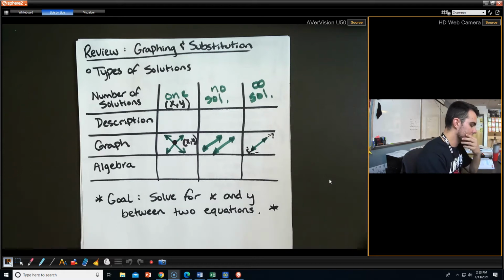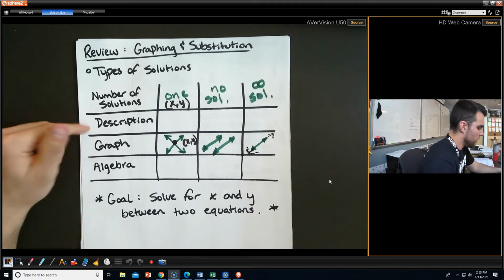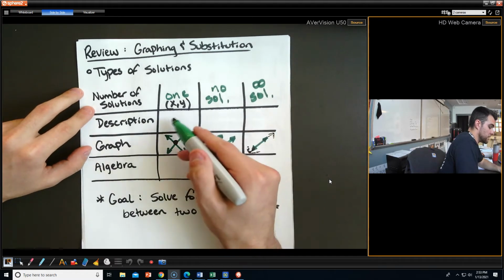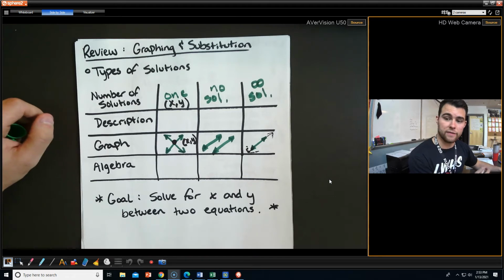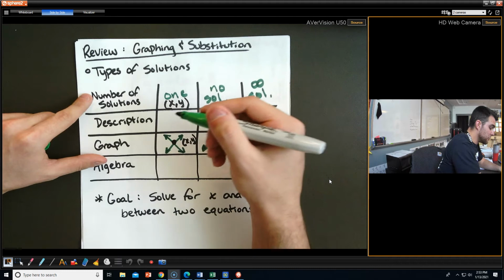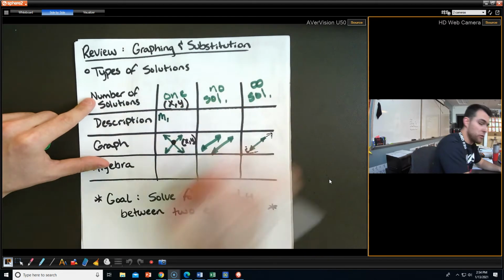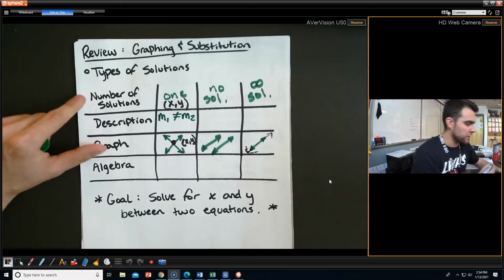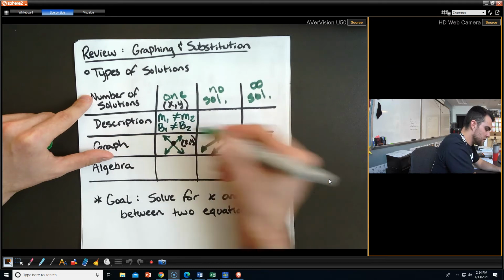Okay? So now let's think about a description for these, because we want to be a little bit more specific. This graph right here is giving us that one solution, x comma y, and those lines are going to have different slopes, and different y-intercepts. Since slope is represented by m, I'm going to say that the slope of equation 1 is not equal to the slope of equation 2. And I'm also going to do that with its y-intercept. The y-intercept of equation 1 is not equal to the y-intercept of equation 2.